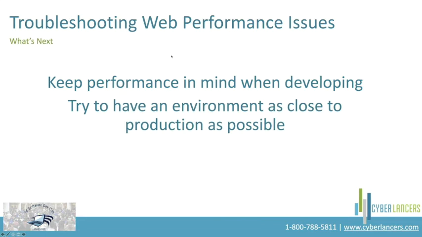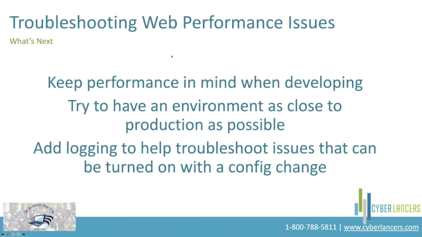Try to have an environment as close to production as possible. If you can grab a backup of the production database and use it locally, that's great, because then you're going to know any issues that might happen once you get up into production. Another is to add logging to help troubleshoot issues that can be turned on with a config change. Be proactive, add in logging to help you figure out where some of these issues are going to be occurring, that you can leave off, but be able to turn back on as needed in case a problem does occur.